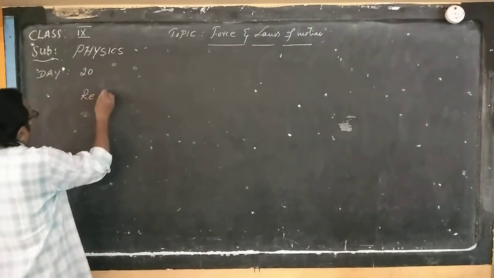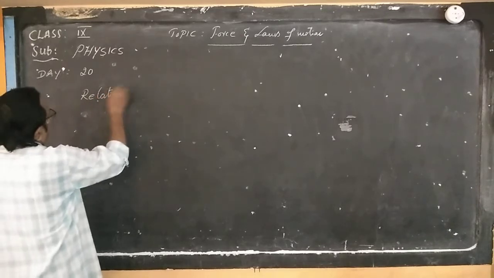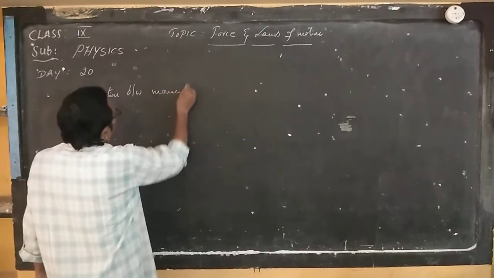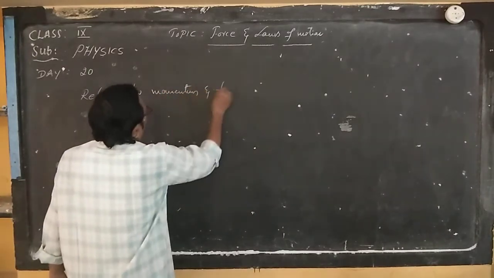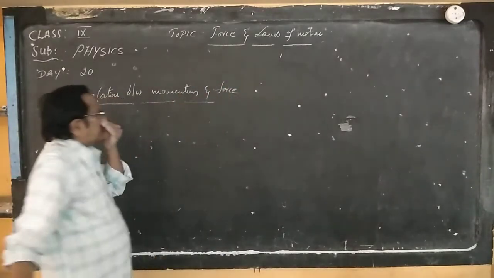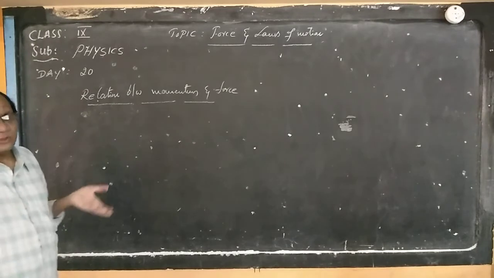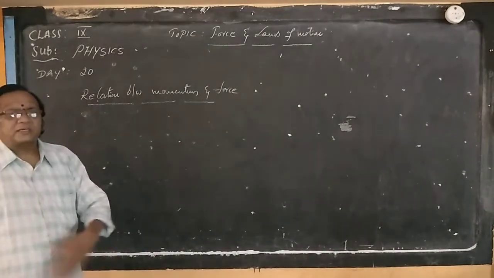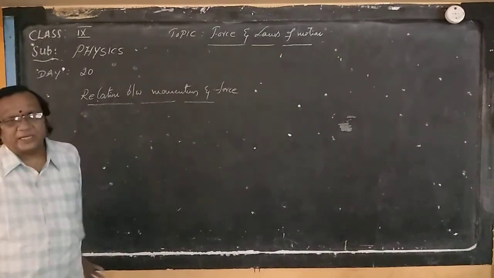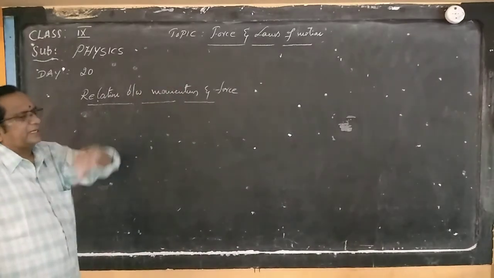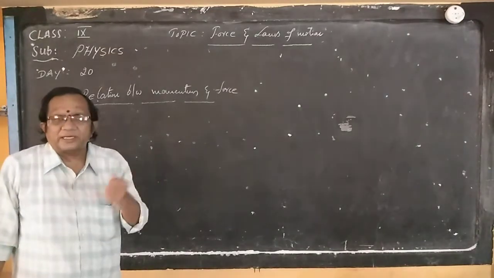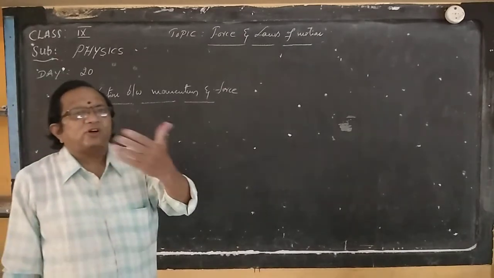So the relation between momentum and force we have to observe. Momentum means what? The product of mass and velocity is called momentum. Now force. What is the relation between them? The actual relation is that the force acting on a body is equal to the rate of change of momentum.